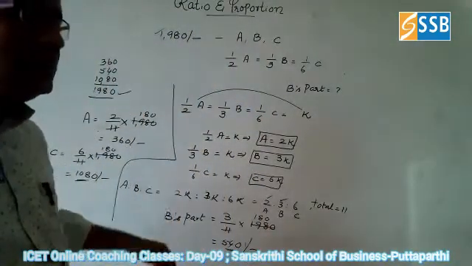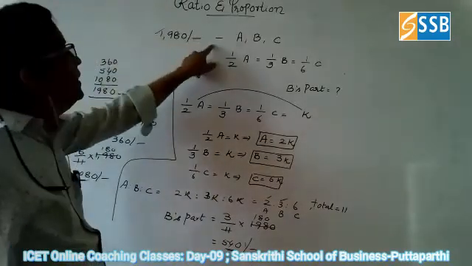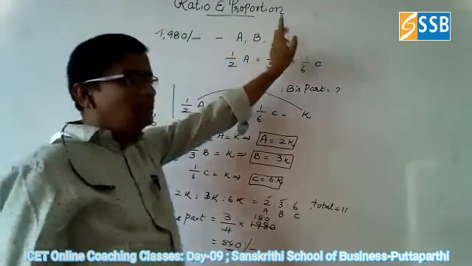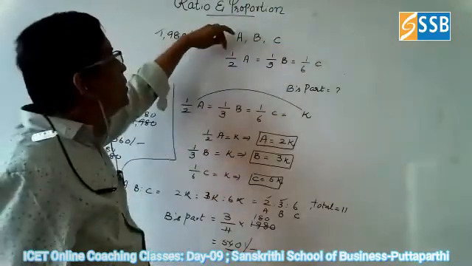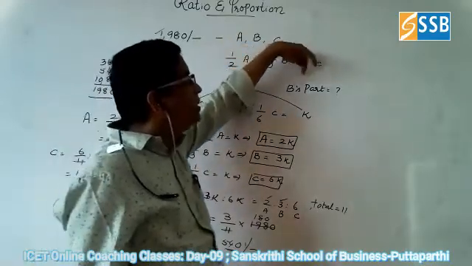The question is, see here, 1980 rupees is divided among 3 persons A, B, C in the ratio such that half of A is equal to 1/3 of B is equal to 1/6 of C.